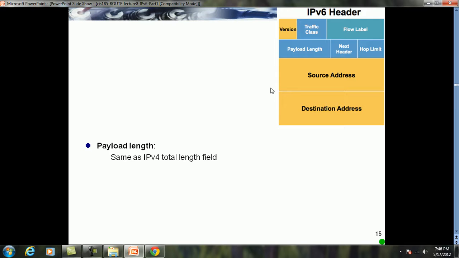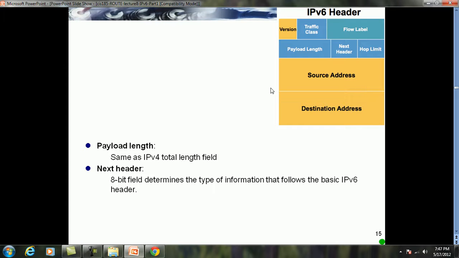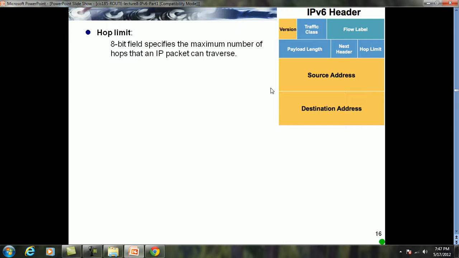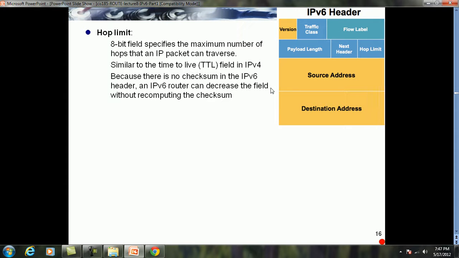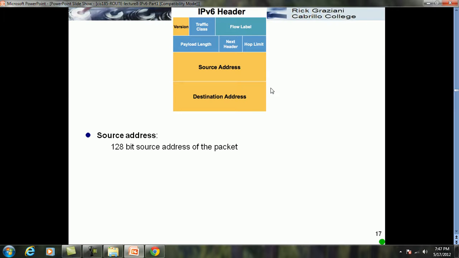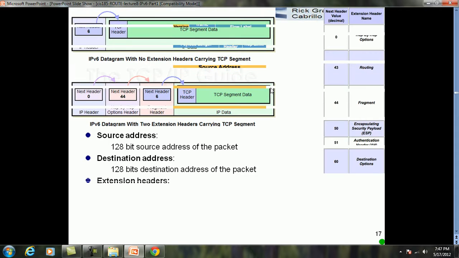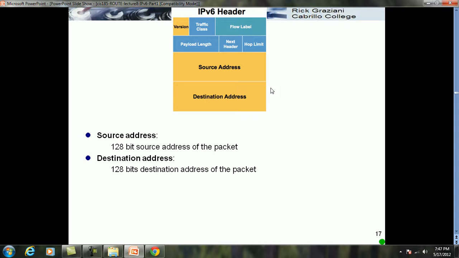Payload length, same as IPv4 total length field. Okay. Next header, of course. It is an 8-bit field that determines the type of information following the basic IPv6 header, similar to the protocol field of IPv4, the next protocol, correct? IP protocol. Hop limit, an 8-bit field, specifies the maximum number of hops that the IP packet can traverse, similar to your TTL value in IPv4. Because there is no checksum in the IPv6 header, an IPv6 router can decrease the field without recomputing the checksum. So you just keep on decreasing the hops, correct? Source address, I understand that you know very well, but it's 128 bits now, correct? So a simpler IPv6 setup compared to IPv4, a lot of things being reduced.